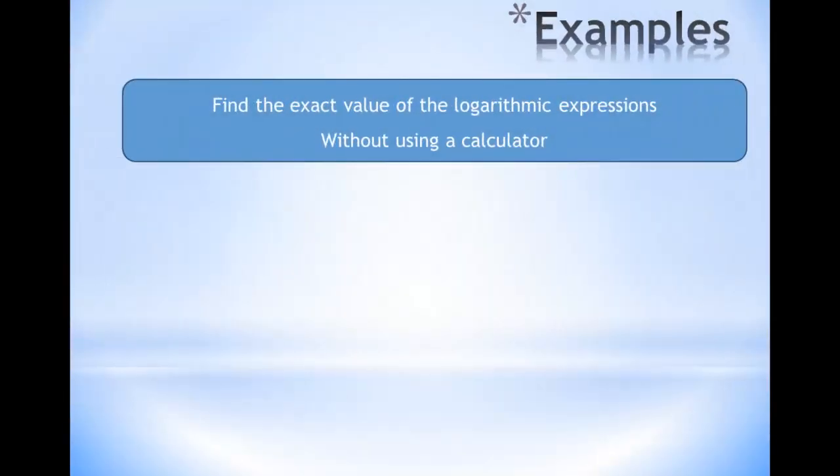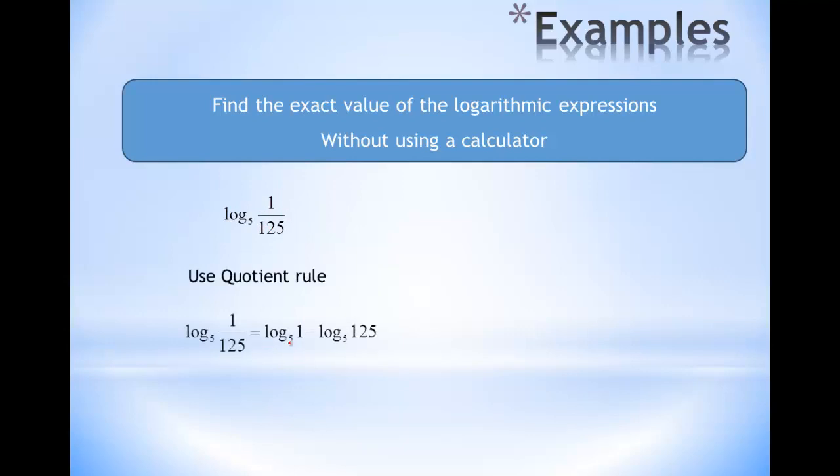Find the exact value without using a calculator. So here's an example where I have a quotient, and so I can rewrite this as log base 5 of 1 minus log base 5 of 125. We know what both of those values are. Log base 5 of 1 is 0. Remember that 5 to the 0 is equal to 1. And log base 5 of 125 is 3.